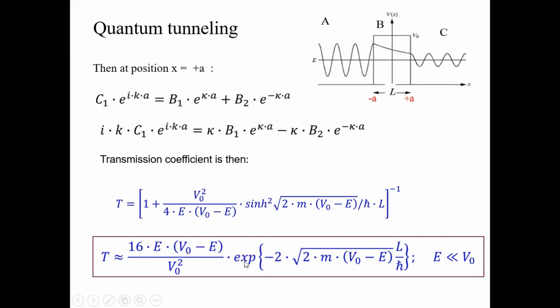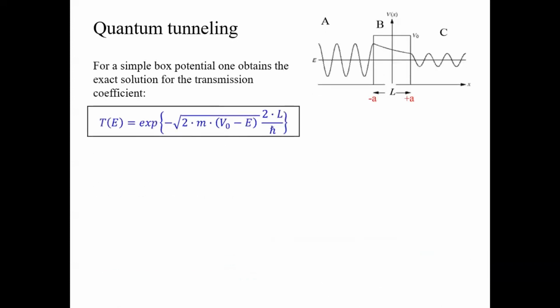Approximately, it is equal to e to the power of minus 2 times this, which has two important things: V0 minus E multiplied by L, where L is the width of the potential. So the larger the width, the smaller will be the probability of the transmission, and the smaller this difference, V0 minus E, the more transmission probability there will be.